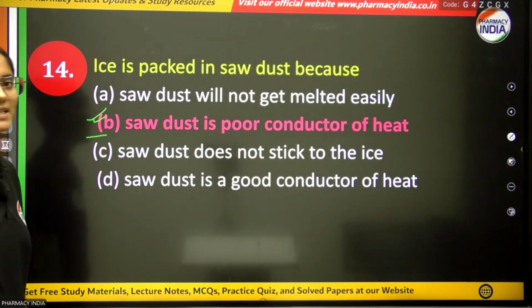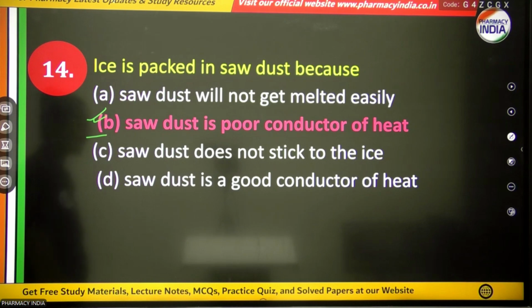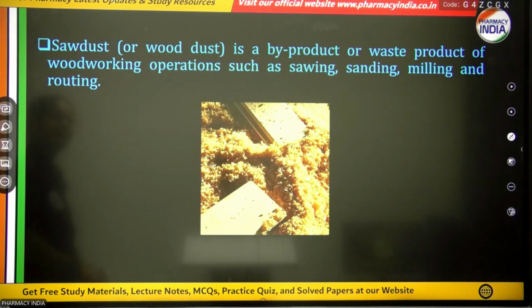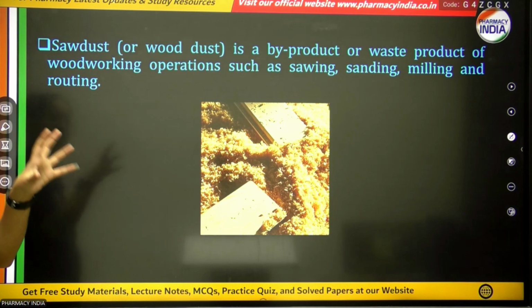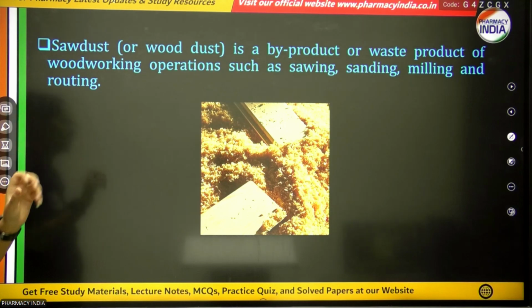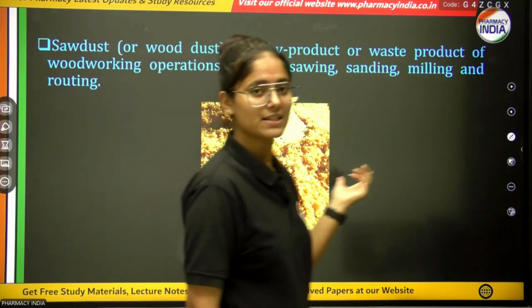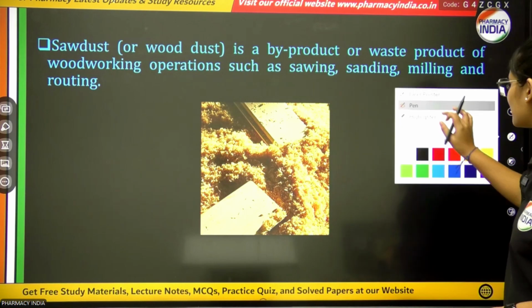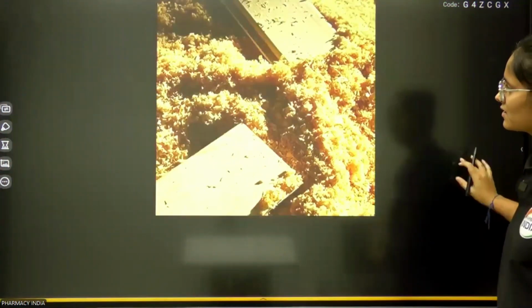Sawdust is a poor conductor of heat and also electricity. Okay. What is sawdust or wood dust? You can say it is a byproduct or waste product of woodworking operations, for example sawing, sanding, milling, and routing. You must have seen this. Clear? This is sawdust.